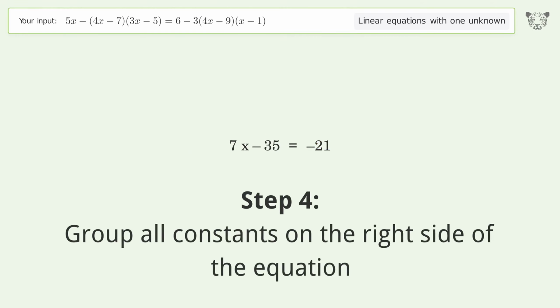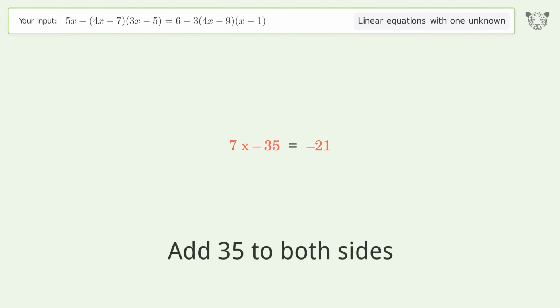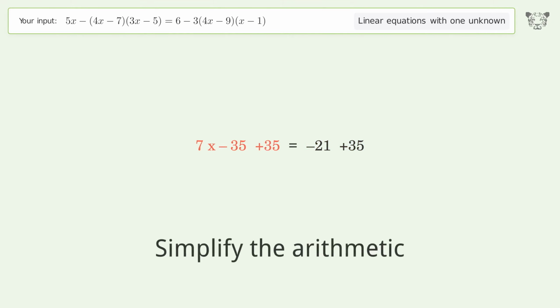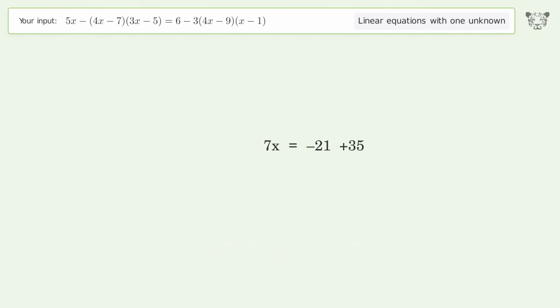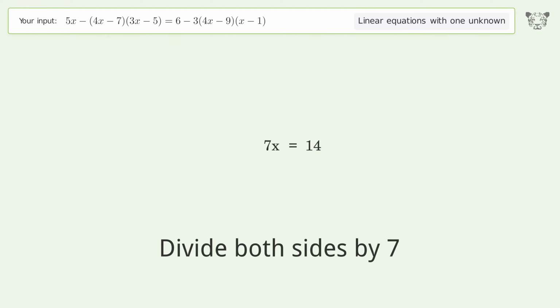Group all constants on the right side of the equation. Add 35 to both sides. Simplify the arithmetic. Isolate the x. Divide both sides by 7.